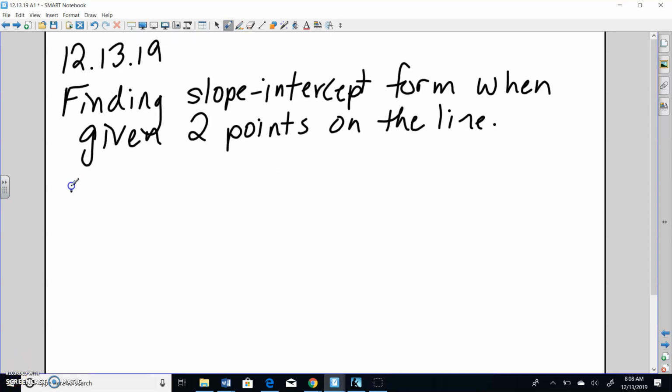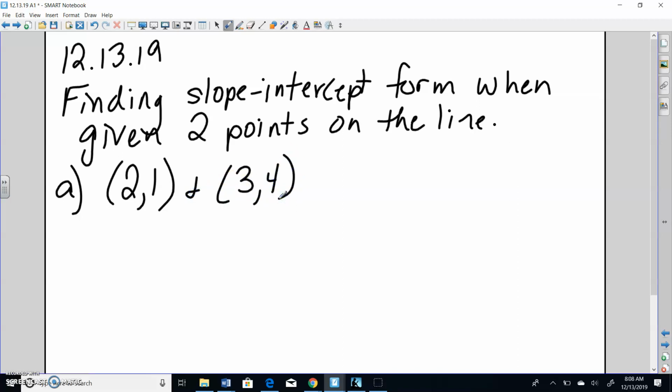All right, so our first one is going to be: the line goes through the points (2, 1) and (3, 4). In order to use slope-intercept form, we need the slope and we need a point that goes through our line. We've got 2 points, we need to figure the slope.